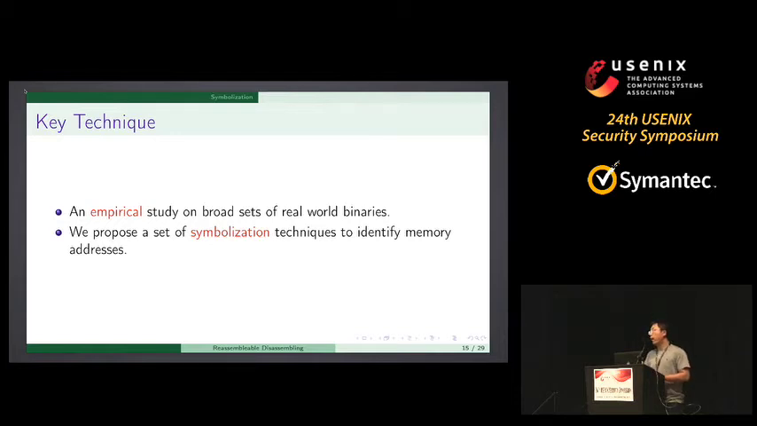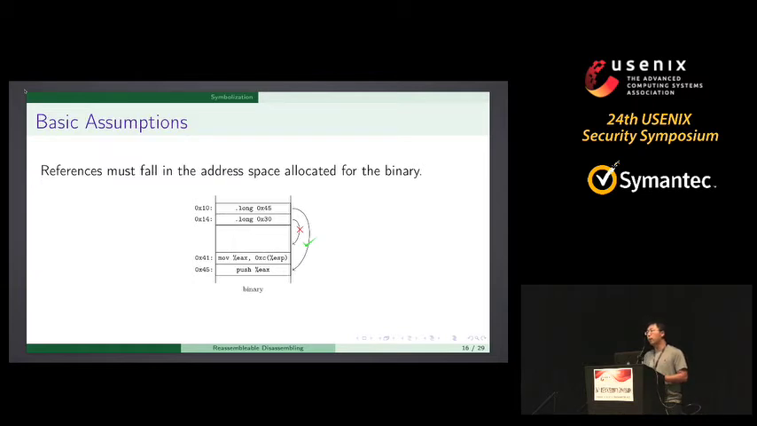Okay, so we actually undertake an empirical study on a broad set of real-world binaries. We propose a set of symbolization assumptions to help us identify memory addresses from all the immediate values in the disassembled output. So now let me propose our basic assumptions. We have 2 basic assumptions here.